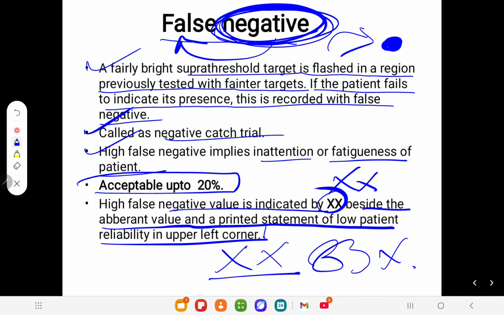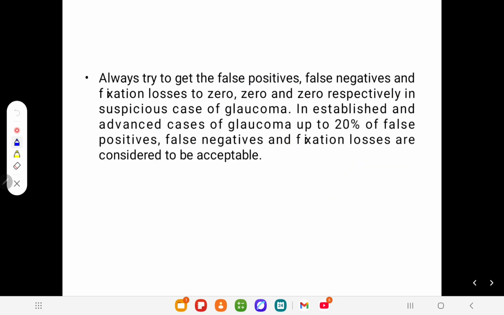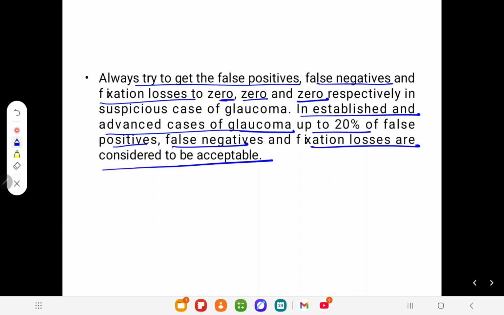It's very important to understand this concept. At the same time, you have to know this line: always try to get false positive, false negative, and fixation loss at 0, 0, 0, which is very ideal, in suspicious cases like glaucoma. In established cases, the advanced cases of glaucoma, up to 20% of false positive, false negative, and fixation loss are considered acceptable, because they are advanced cases. There is a high chance the patient misjudges, so there is a high chance of false negative, false positive, and fixation loss. So just remember, you don't have to be always strict about it.